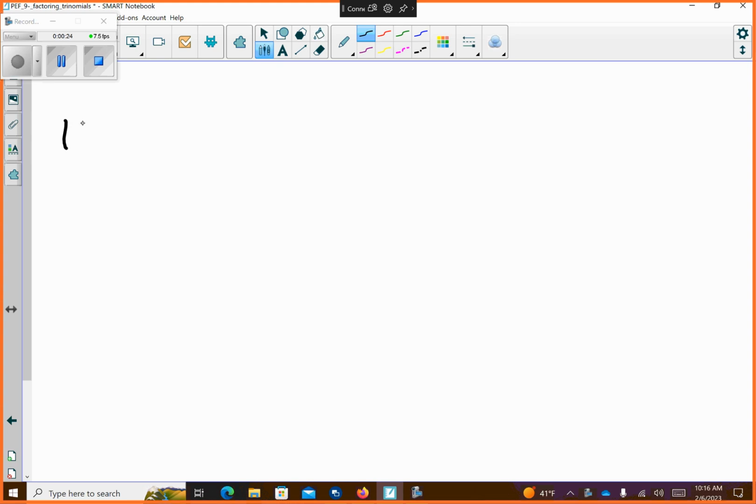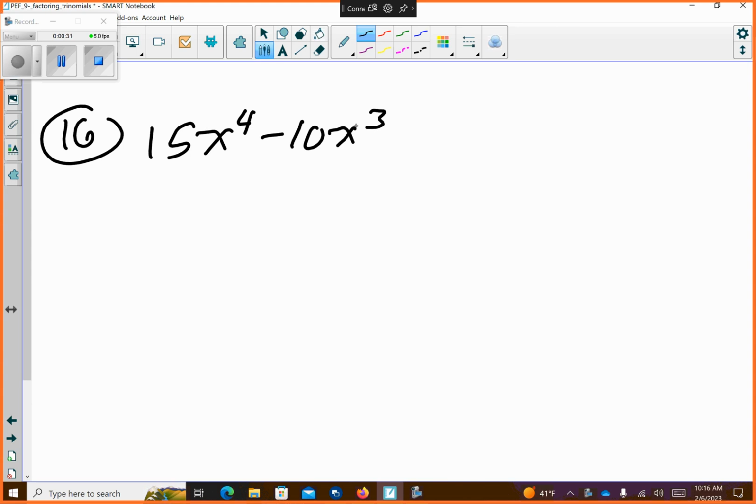Number 16 is the first one. All right, 15x to the fifth minus 10x to the third. Okay, so again, let's do our simple version, because our simple version can get us the right answer, though it might take a little bit longer to do. We still get the right answer.